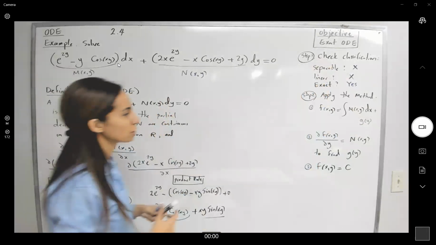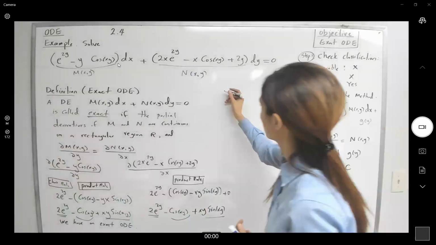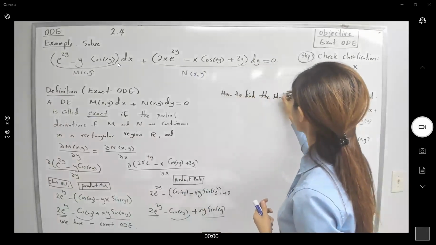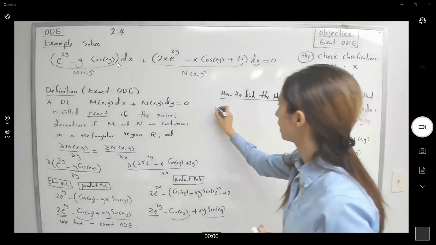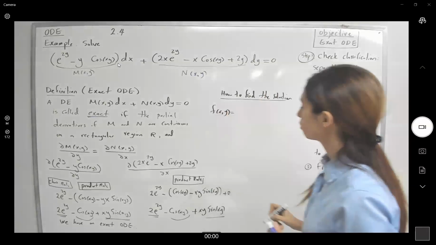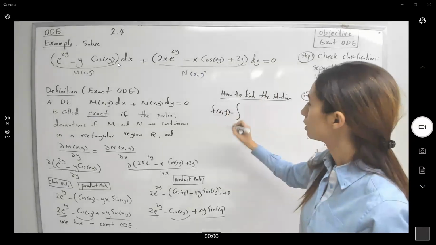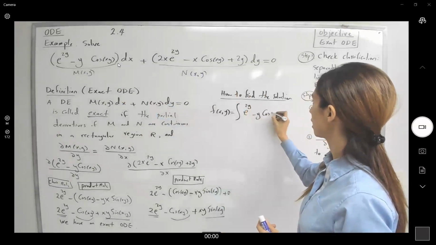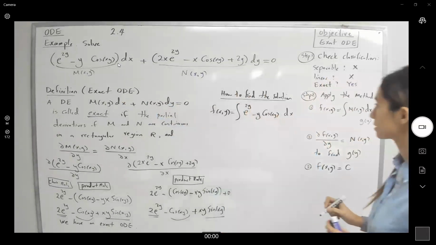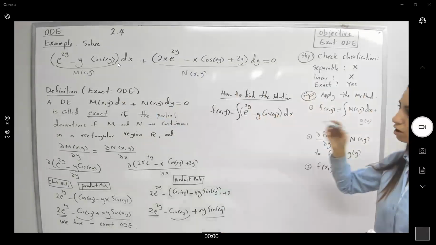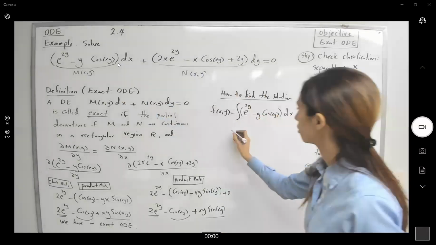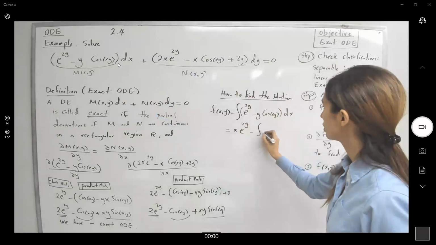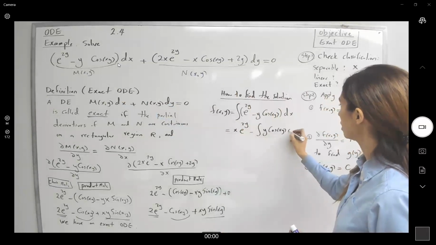The solution set for this differential equation is equal to... how to find the solution. Okay, here you have your solution equal to f of x and y equals the integral of m, e to 2y minus y cosine xy dx. So the integral of e to 2y with respect to x is not very hard to find. It is equal to x e to 2y, minus the integral of y cosine xy dx.